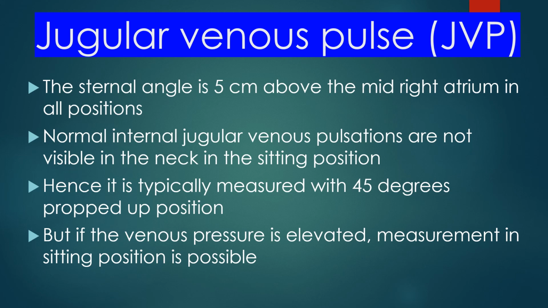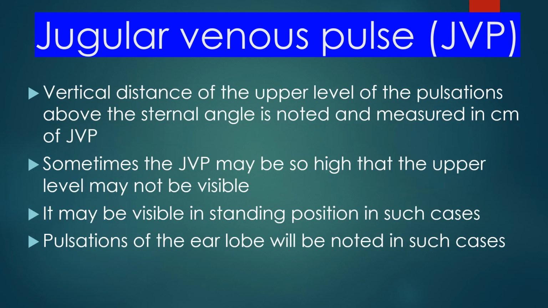Normal internal jugular venous pulsations are not visible in the neck in the sitting position. Hence, it is typically measured with the patient propped up at 45 degrees. But if the venous pressure is elevated, measurement in sitting position is possible. Vertical distance of the upper level of the pulsations above the sternal angle is noted and measured in centimeters of jugular venous pressure. Sometimes the JVP may be so high that the upper level may not be visible. It may be visible in standing position in such cases. Pulsations of the earlobe will be noted in such cases.